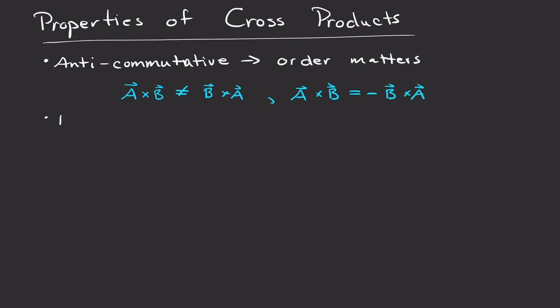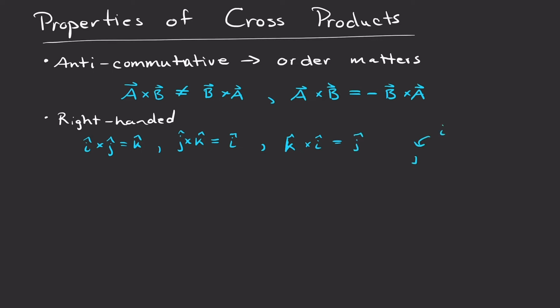Okay? It is also right-handed. Okay, so we always use right-handed coordinate systems. So that just means i hat cross j hat will give you k hat. j hat cross k hat gives you i hat. And k hat cross i hat will give you j hat. Okay, or you can remember this kind of circle, go from i to j to k, back to i. So I tend to draw this somewhere on my paper so I don't forget.